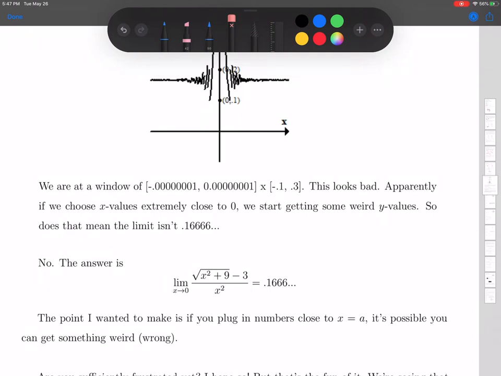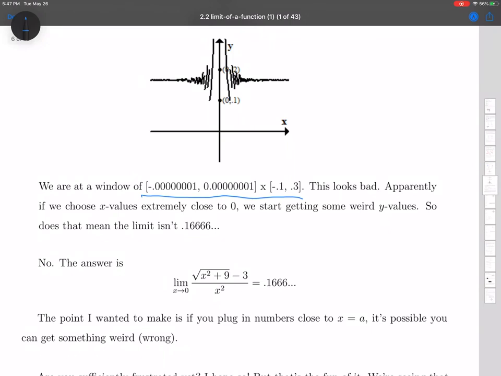So that window is extremely zoomed in. If you guys check it out right here, this is how much I'm zoomed in. I'm going to underline it in blue. So that's my window there. This looks bad, right? What the heck's going on? So apparently, if we choose x values very close to 0, extremely close to 0, how close? This close right here. We start to get some really weird y values. So what does that mean for us? Does that mean that our answer isn't what it should be? Is it not 1.66666? What's happening?